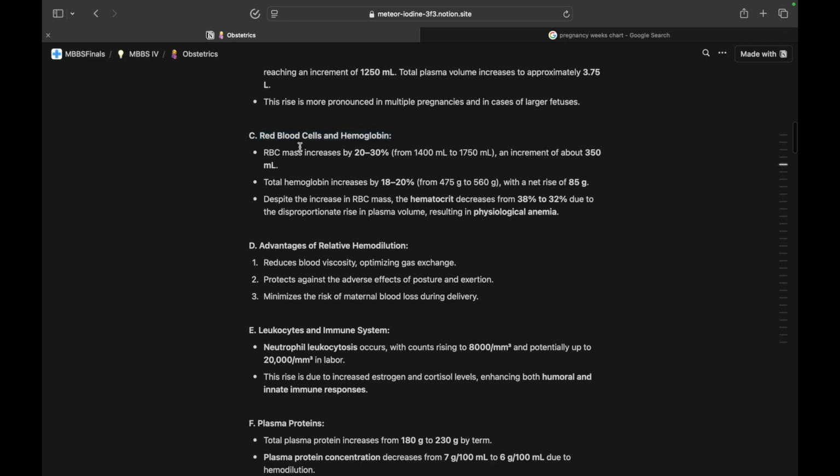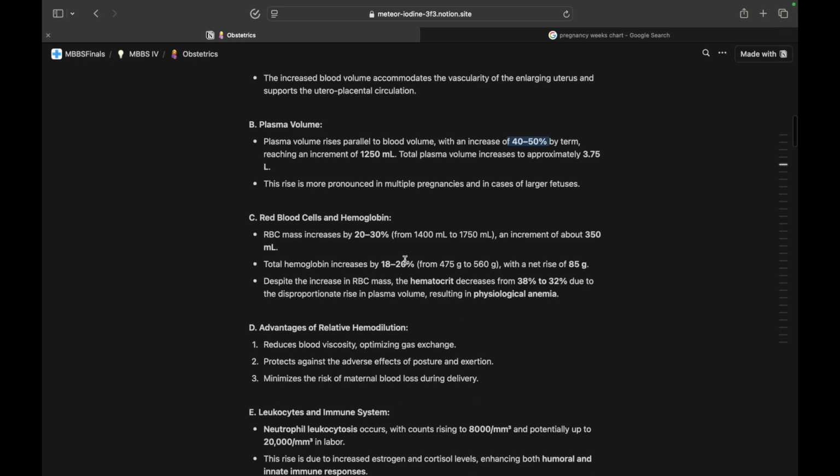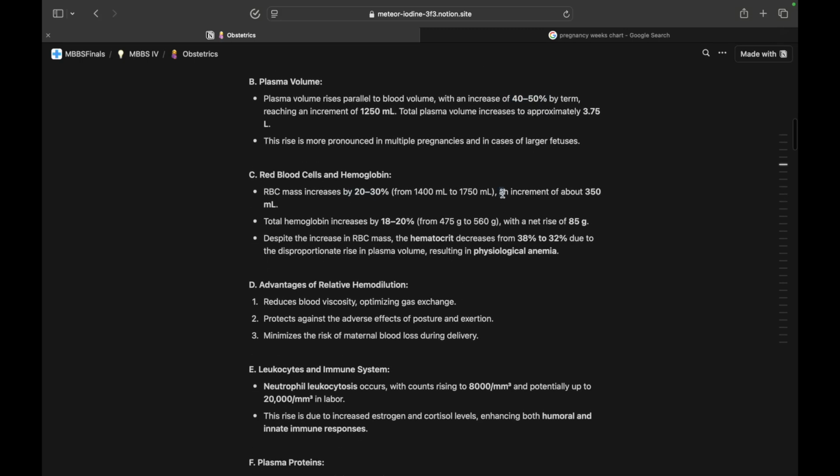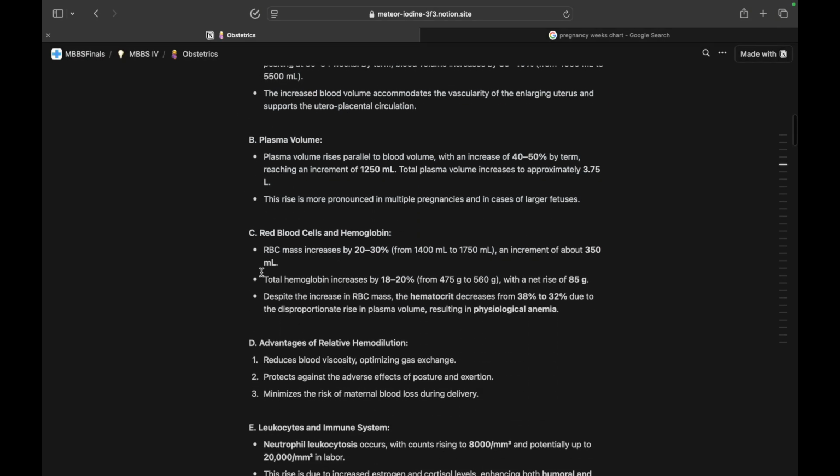Red blood cells and hemoglobin: RBC mass increases by 20 to 30%, so 1400 to 1750 ml. We were at 30 to 40%, then 40 to 50%, and here it is 20 to 30%, an increment of about 350 ml. Total hemoglobin increases by 18 to 20%, from 475 grams to 560 grams, a rise of about 85 grams.